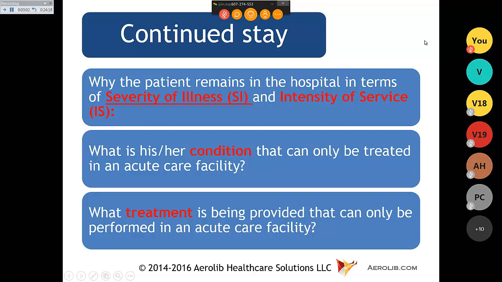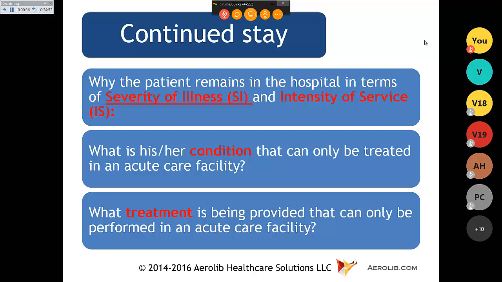So, continued stay. Now, a lot of times, the H&Ps are done perfectly. The discharge summaries, they have an 80% compliance rate. It's the progress notes, especially the ones done on a Saturday and Sunday. That's where the majority of the issues come up. And those progress notes should answer questions in terms of severity of illness and intensity of service. So what is the condition that can only be treated in your acute care facility or in the hospital? Now, once you've identified that, what treatment are you providing that can only be done in that facility?